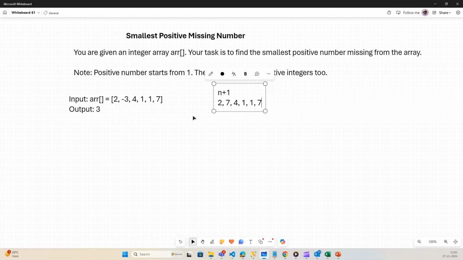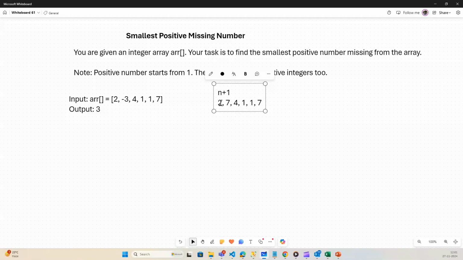Now I will again traverse this updated array. At every element, whatever value I get at that particular index, I will go to the corresponding index in this array.